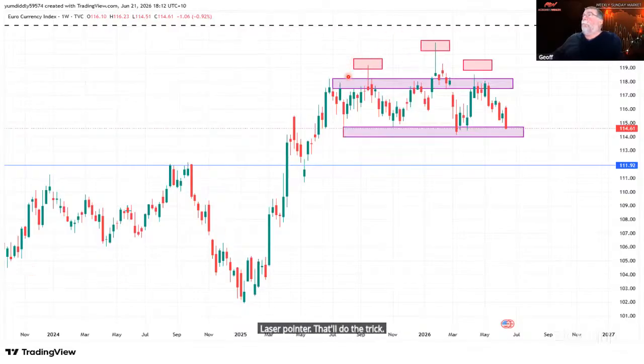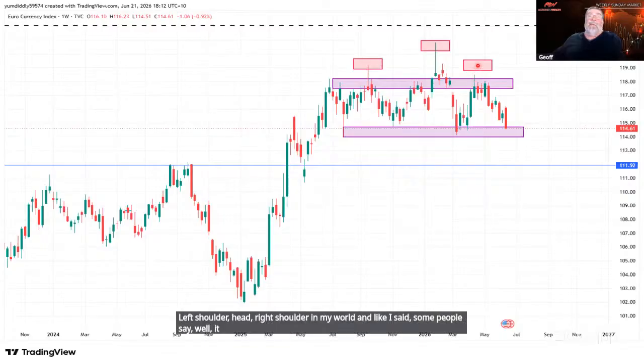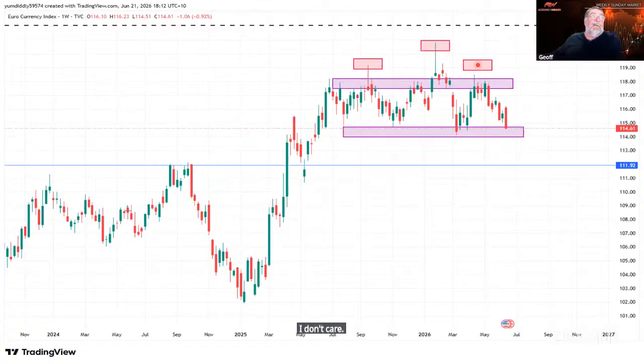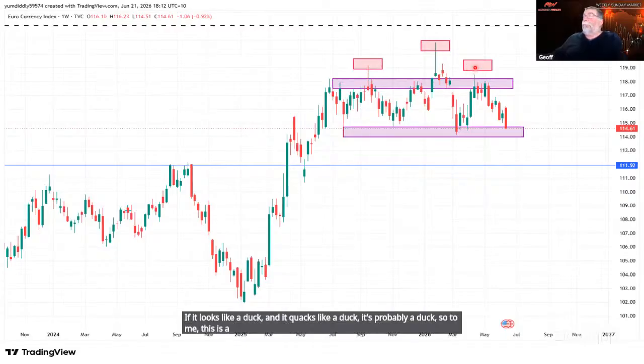So we've got left shoulder, head, right shoulder in my world. And like I said, some people will say, well, it's not a right shoulder because it hasn't come up to the box. I don't care. To me, if it looks like a duck and it quacks like a duck, it's probably a duck. So to me, this is a head and shoulders.